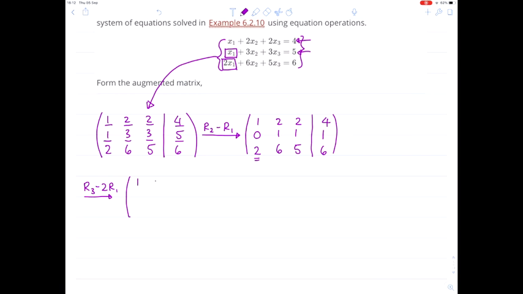So what we're going to do is we're going to say row 3 minus 2 times row 1. So again, write down the things that aren't going to change. And now we work with our third row and first row. So it's going to be 2 minus 2, which is 0, 6 minus 4, which is 2, 5 minus 4, which is 1, and 6 minus 8, which is minus 2.